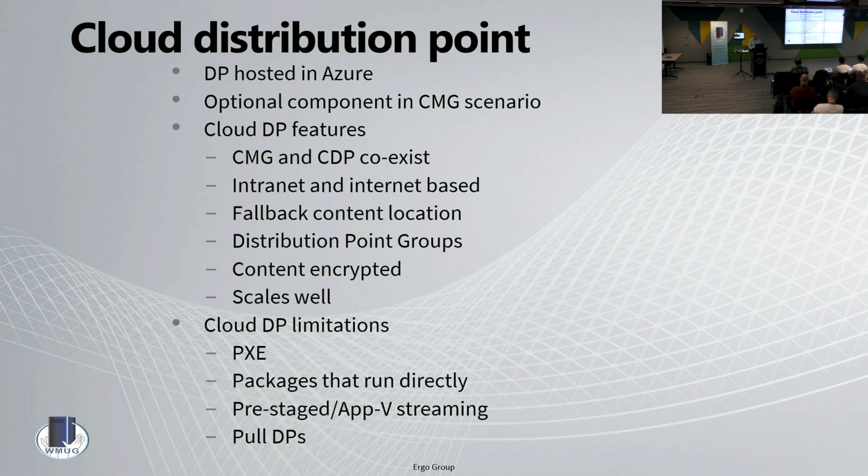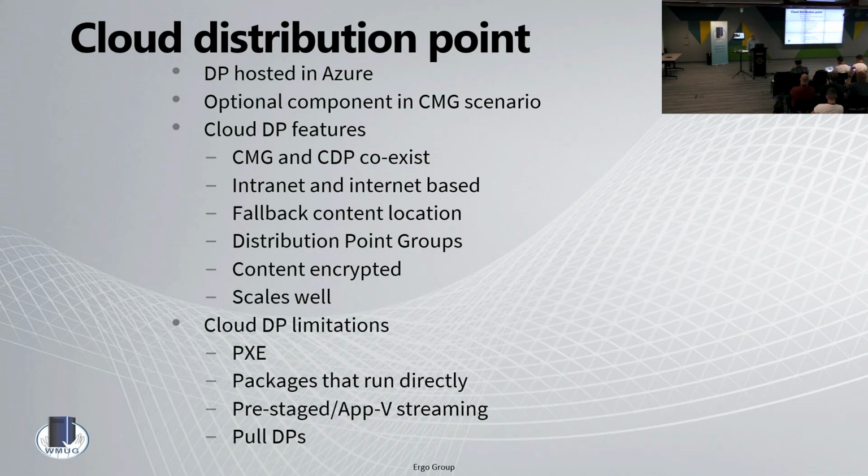So what is a cloud distribution point, and what does that actually give us? Essentially, all it is is a Config Manager distribution point hosted in Azure rather than your own infrastructure. It's an optional component in a CMG scenario, but it's very useful to allow you to do software as well as software updates. So what are the features of cloud-based DPs? I can read them out. You can configure your CMG to be a cloud DP as well.